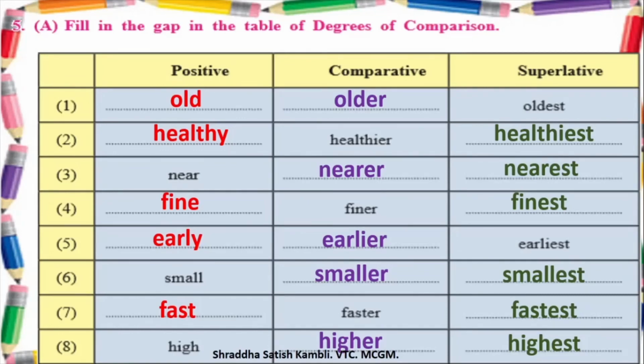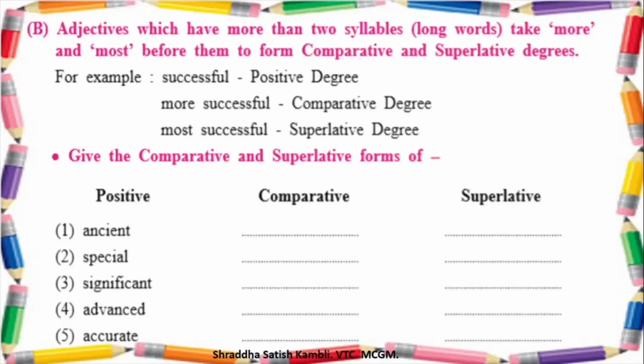Now this is the last exercise as far as today's lesson is concerned. So here we have a little bit more information about adjectives. Now when you read the table, children, we realized that in some adjectives, instead of ER or R, we write more and most. So what is the secret there? Adjectives which have more than 2 syllables, that is adjectives which are long words, they take more and most before them.